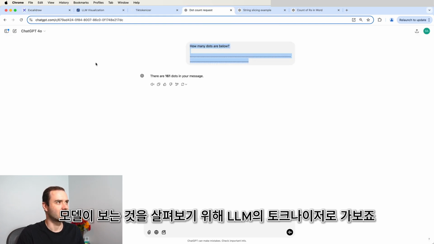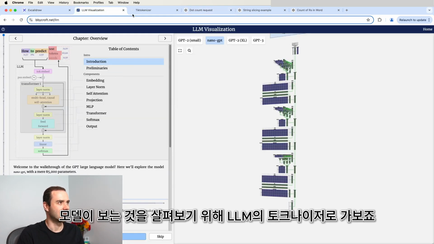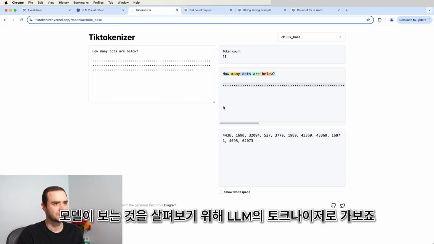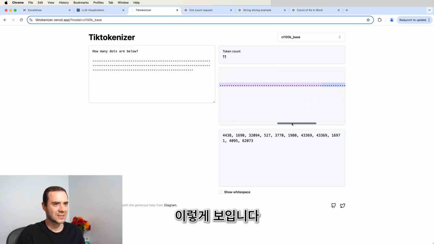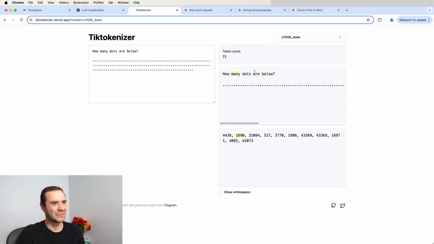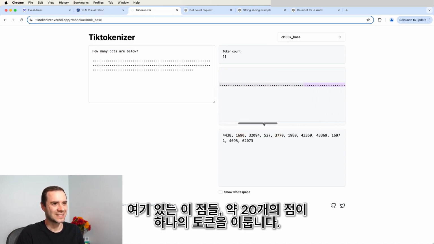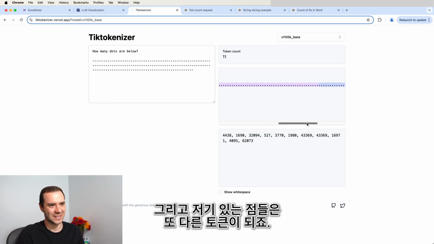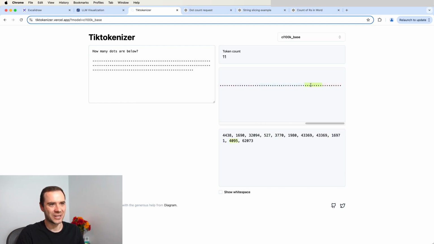If I look at what the model sees, let's go to the Tokenizer. It sees this, how many dots are below, and then it turns out that this group of, I think, 20 dots is a single token. And then this group of whatever it is is another token. And then for some reason they break up as this.